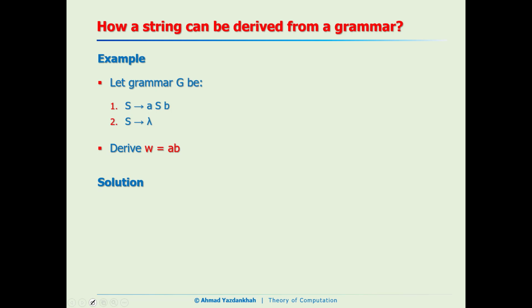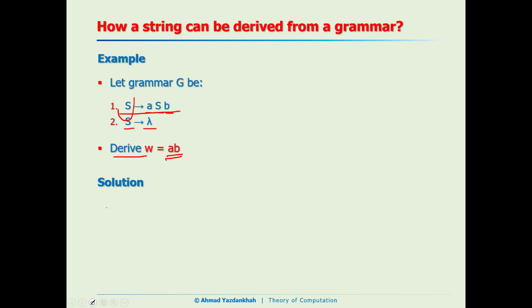All right, now let me take an example. So here is the grammar. S is defined as ASB, and S is defined as lambda. The question is, how can we derive this string? You remember that string and sentence are used interchangeably, but when we are talking about formal grammar, we usually use the string.